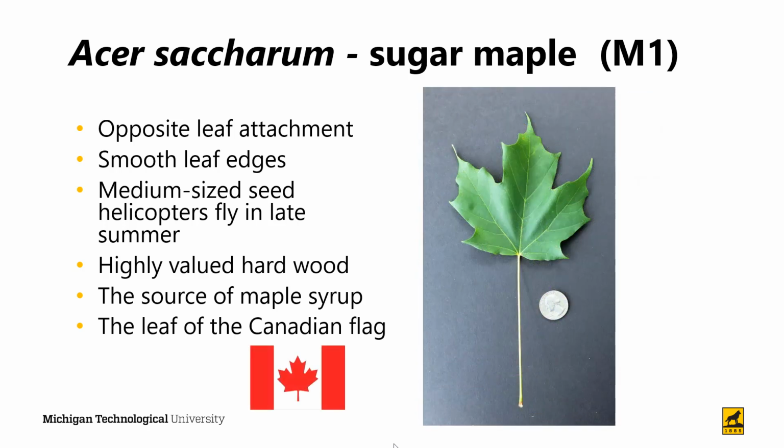You'll recognize this as the leaf from the Canadian flag. It has smooth edges on the leaf similar to Norway maple, and unlike the serrated edges of the red and silver maples. The seed helicopters fly later than the other maples, usually in late summer.